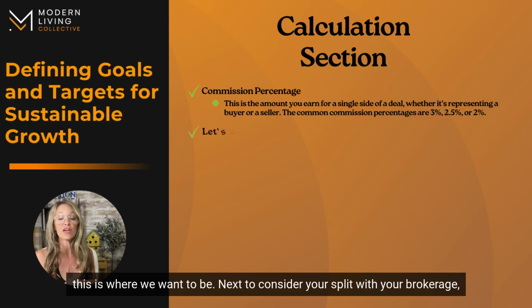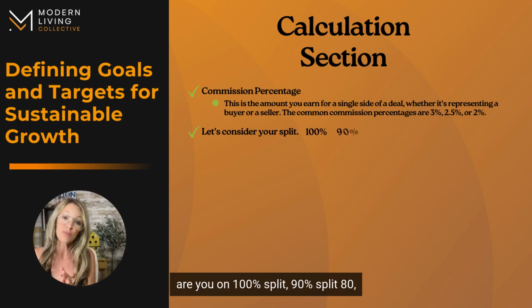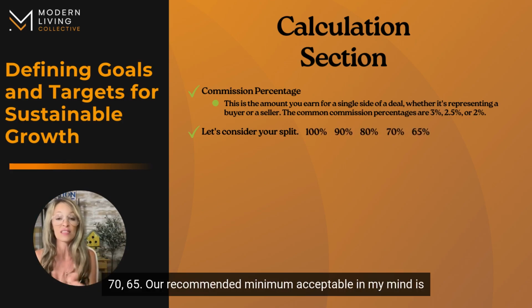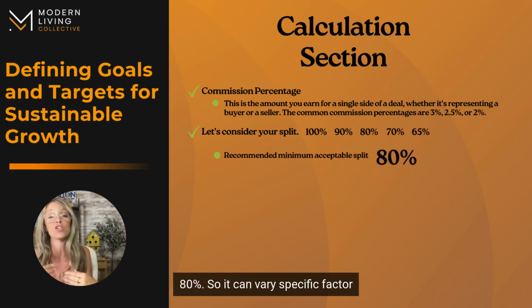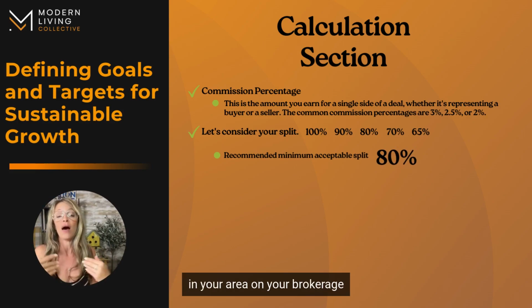Next, let's consider your split with your brokerage. Are you on 100% split, 90% split, 80, 70, 65? Our recommended minimum acceptable split in my mind is 80%. So it can vary on specific factors, your area, your brokerage.